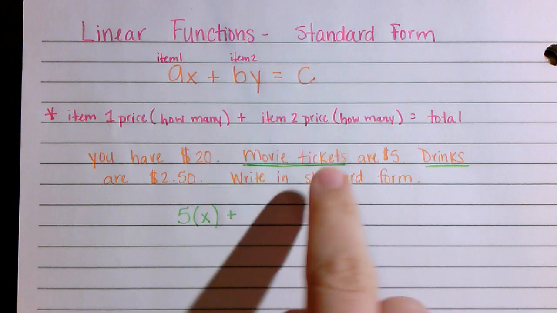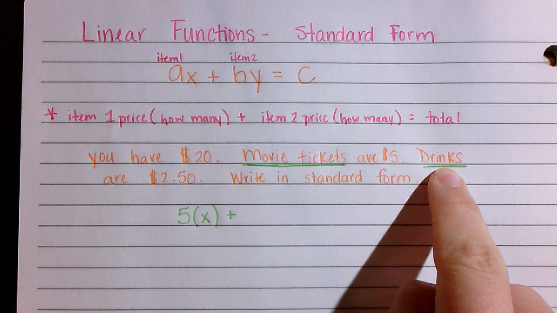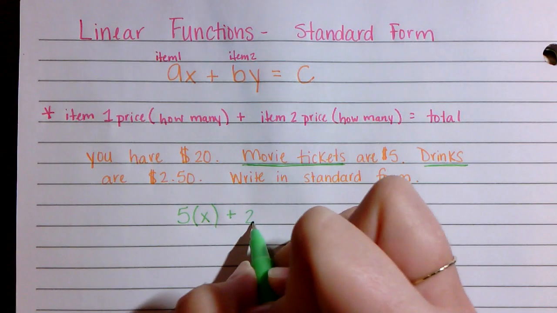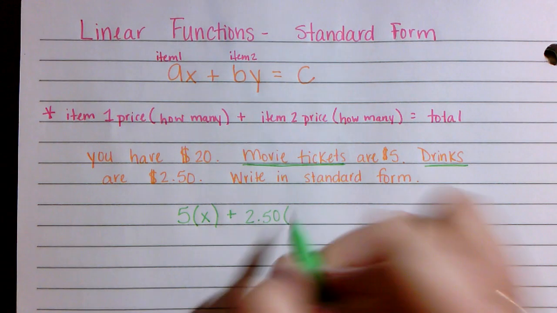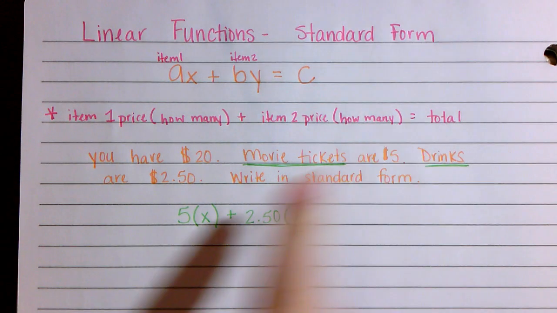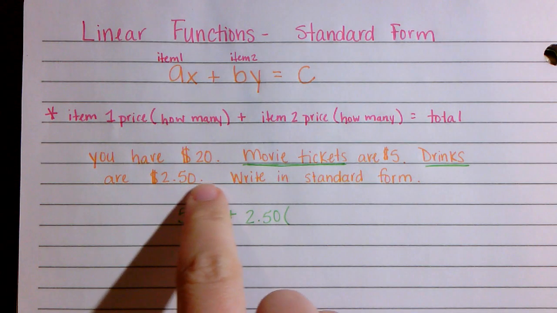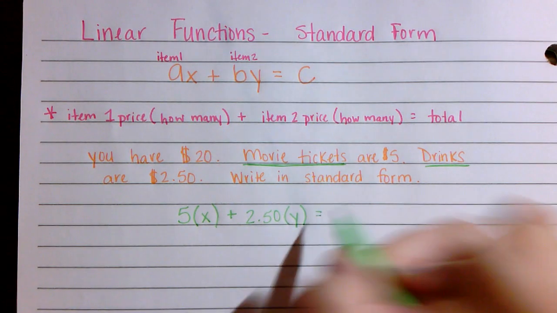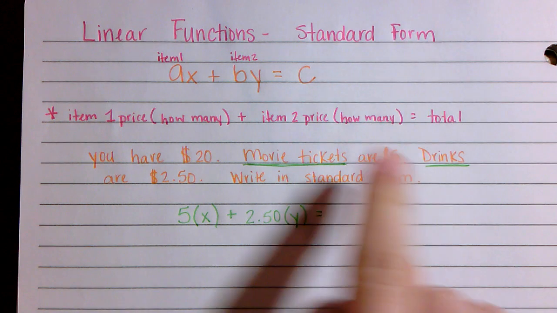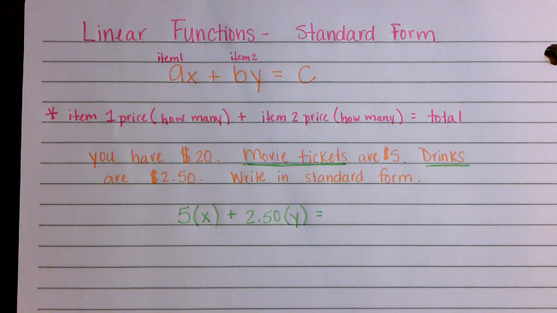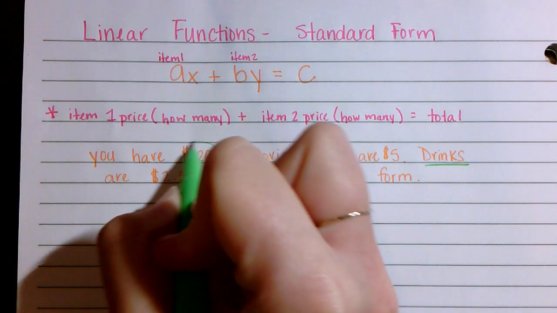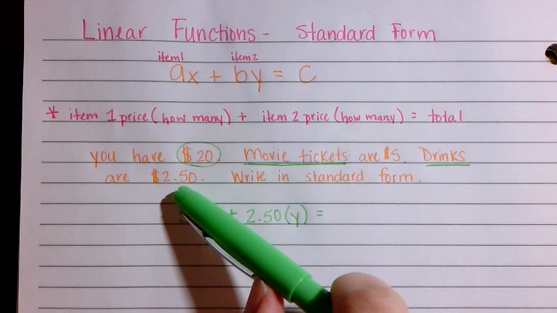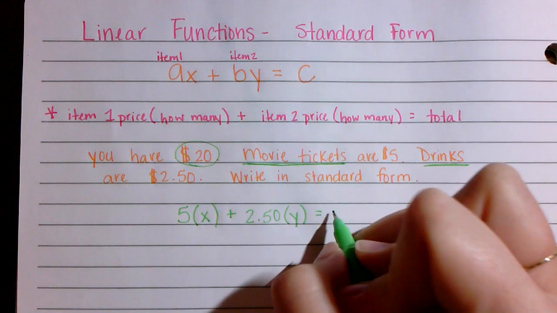That we don't know. Plus, B is item two. Do we see a second item here? Drinks. We see drinks. What is the price for those second items? $2.50. So I'm going to put $2.50 here, and it gets multiplied by how many? Does it tell us how many drinks are bought? It does not. So that's just going to stay as a Y. And then we have to set it equal to a total. Do you see a total amount of something here? I do. $20. If movie tickets are $5 and drinks are $2.50, I see a total of $20 that we have.